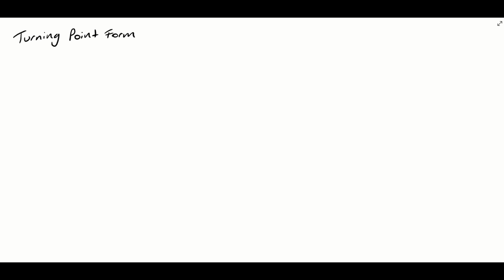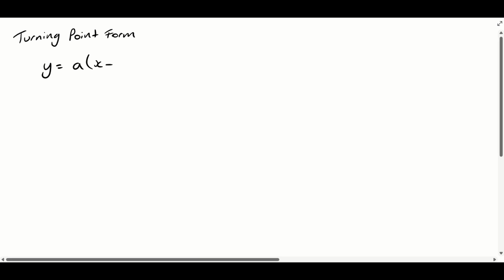So the equation for a quadratic in the turning point form is just y equals a times (x minus p) squared plus q. And the reason it's called the turning point form is because it's going to greatly assist us in finding our turning point and our line of symmetry. And we'll see that in just a moment. So let's take a look at an example.